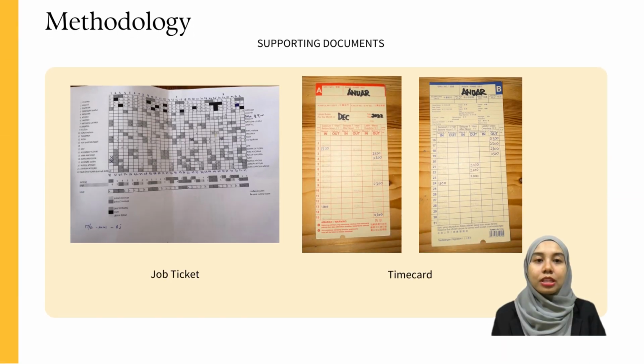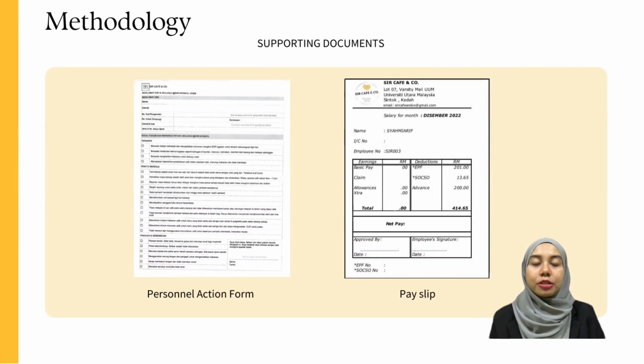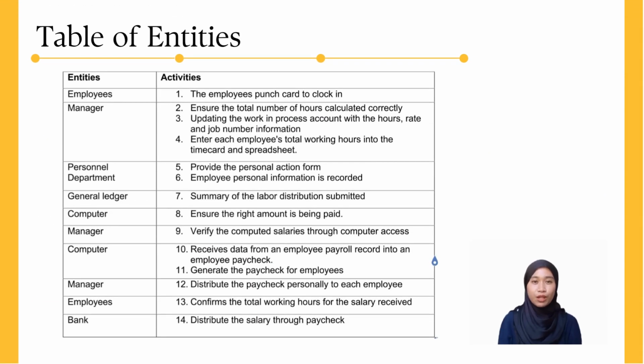Next are supporting documents. First is job ticket, to track employees' attendance. Second, time card to record employees' attendance time. Third is personal action form, and fourth is employee payslip. Now I'm going to present about table of entities.